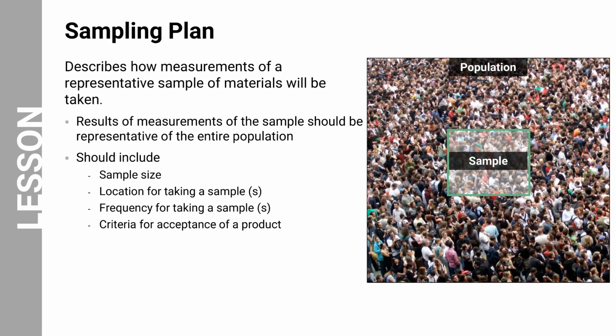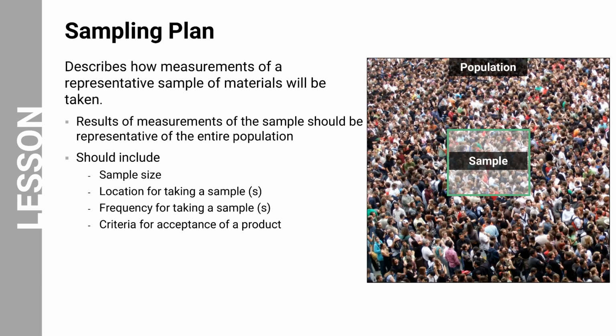Sampling plans are outlines describing how measurements of a representative sample of materials will be taken. The process of selecting samples for inspection should represent with some accuracy the entire population of products. If the sampling plan is constructed appropriately, the results of the measurements of the sample should be representative of the entire population. For instance, consider the picture on the slide. The sample selected is part of the whole population and will present the same characteristics as the population.